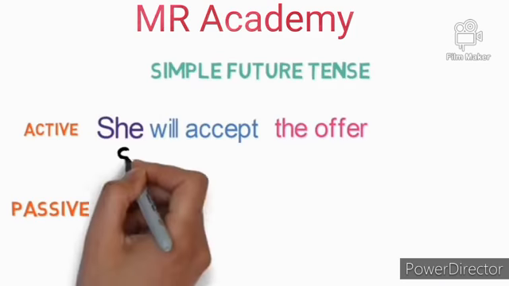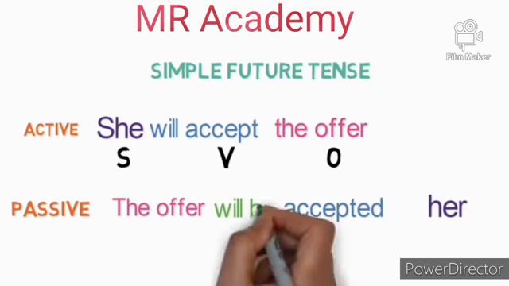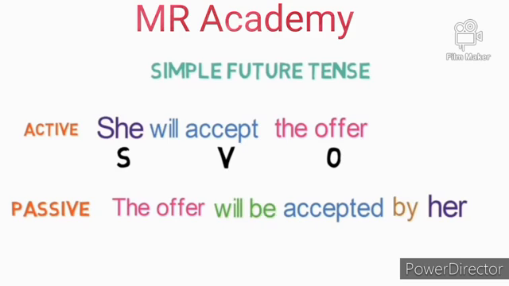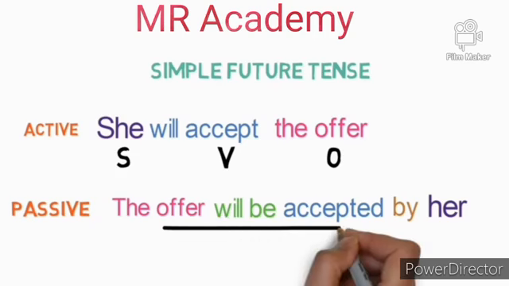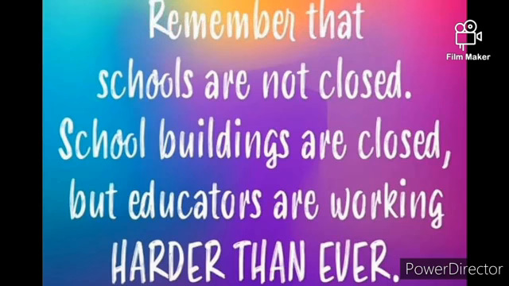Okay. Next one example with modals. She will accept the offer. Here the verb will accept is changed to be plus V3. No? So will be accepted. So the passive sentence is the offer will be accepted by her. Clear? Okay, we'll discuss the remaining categories in our upcoming classes.